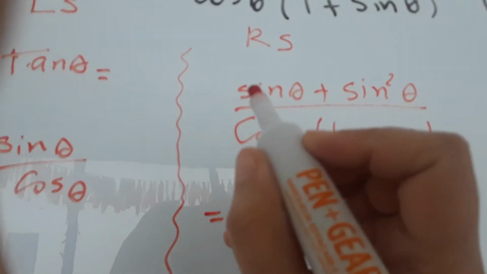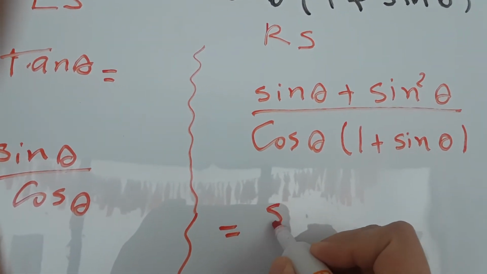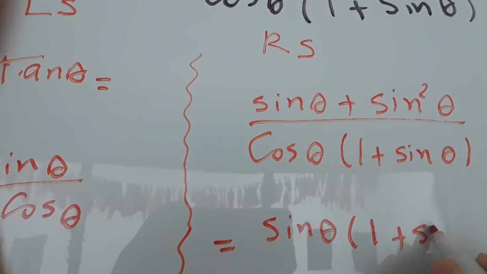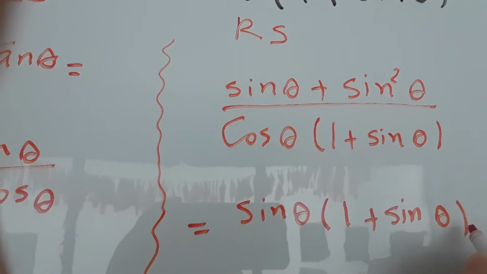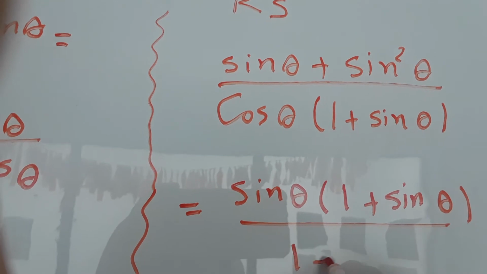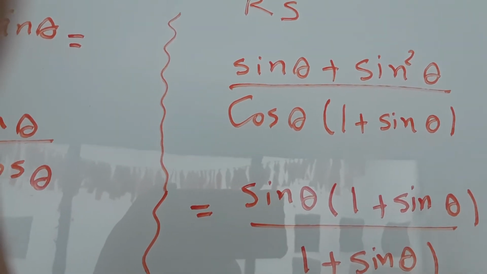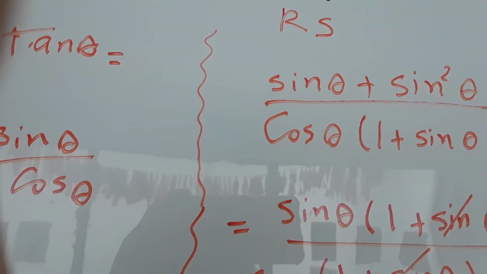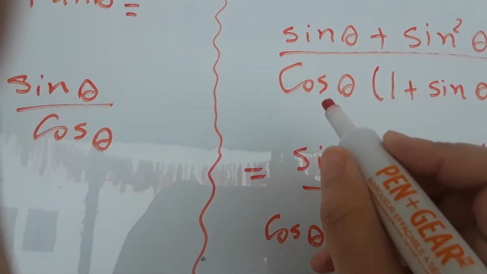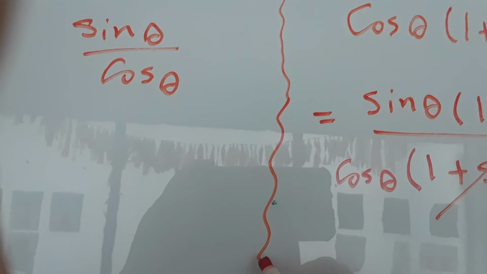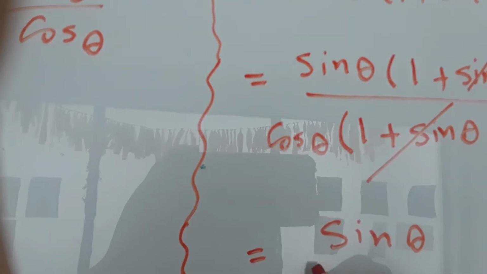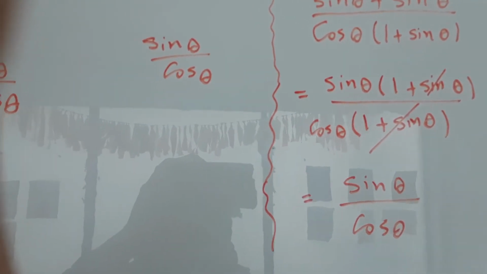In the numerator I can factor out sine theta. Factoring out sine theta gives 1 plus sine theta, divided by 1 plus sine theta. As you see, these two brackets cancel each other. I forgot the cosine theta here, guys. Just cosine, and copy it down. So as you see, I got sine theta over cosine theta. See that the right side and the left side are the same.